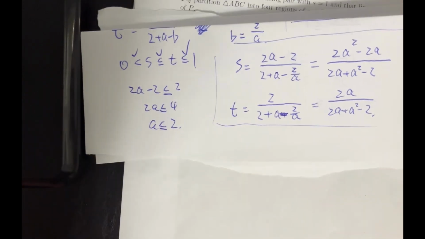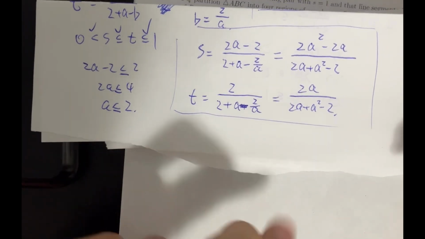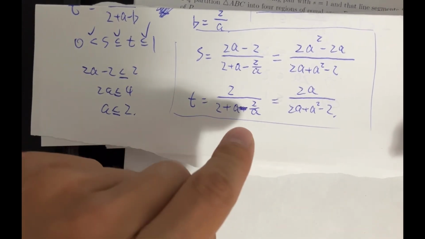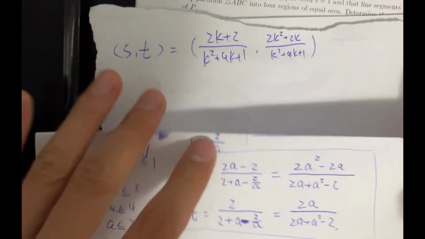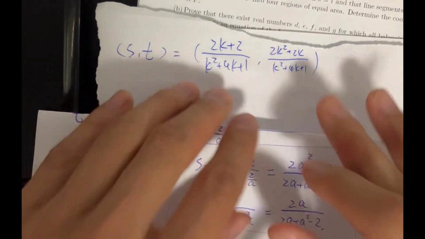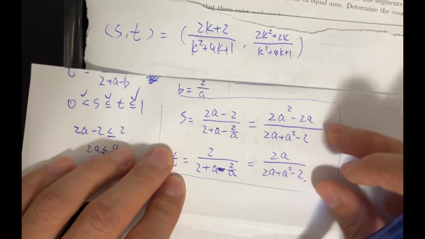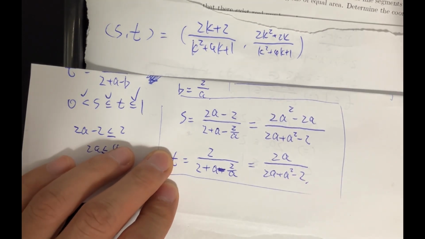Okay, finally, there's one thing I need to clarify. This is my solution, all right? I've just got them. And if you read the official solution online, you will see something that looks like this. This is the S and T given by the official solution, and this is the S and T given by me. They look not actually the same, right?